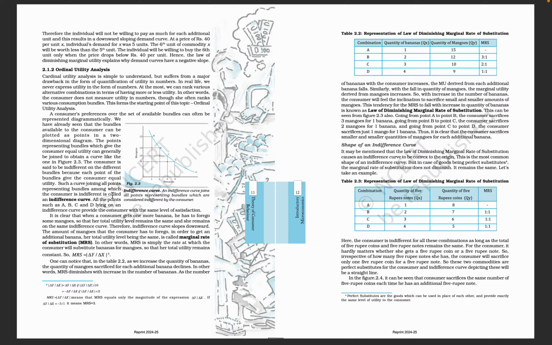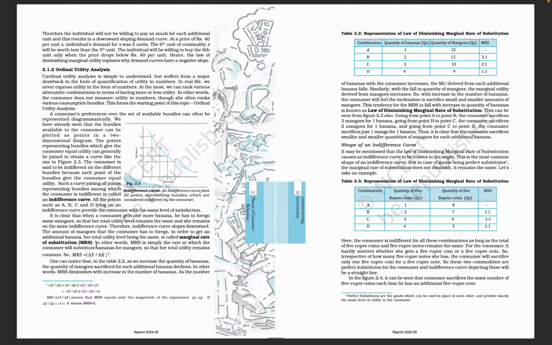A consumer's preferences over the set of available bundles can often be represented diagrammatically. We have already seen that the bundles available to the consumer can be plotted as points in a two-dimensional diagram. The points representing bundles which give the consumer equal utility can generally be joined to obtain a curve like the one in Figure 2.3. The consumer is said to be indifferent at the different bundles because each point gives the consumer equal utility. Such a curve joining all points representing bundles among which the consumer is indifferent is called an indifference curve.